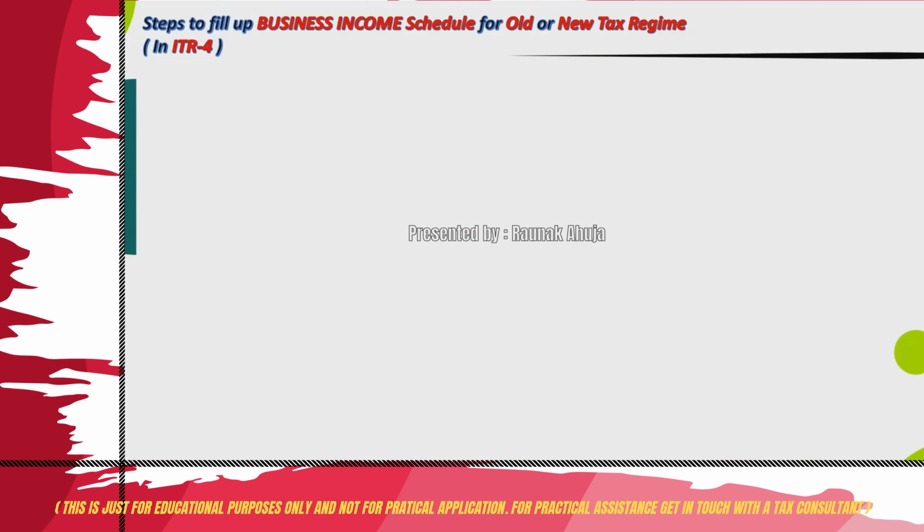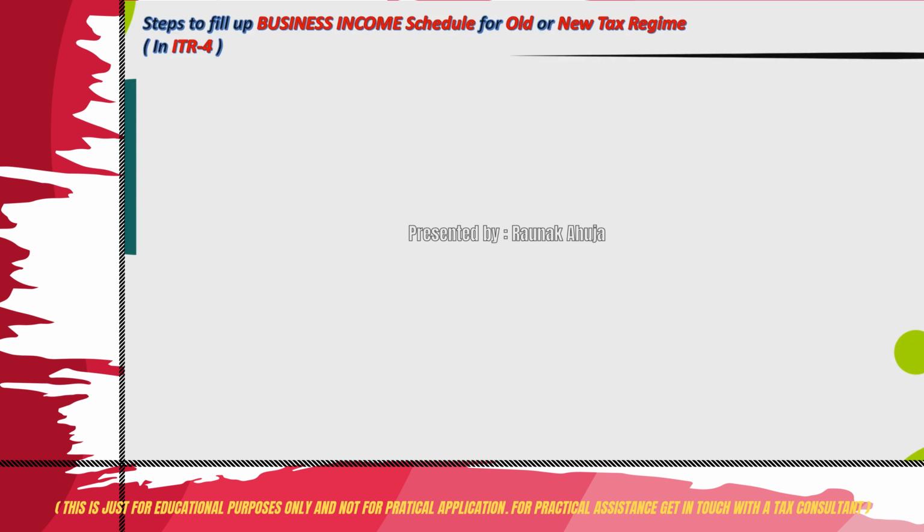Let's see how we disclose business income in ITR-4, whether for the old tax regime or for the new tax regime. However, viewers, please note ITR-4 can be chosen or filed only if you have a business income which is taxable under the Presumptive Taxation Scheme. In case there is no business income, then you won't be able to file ITR-4.